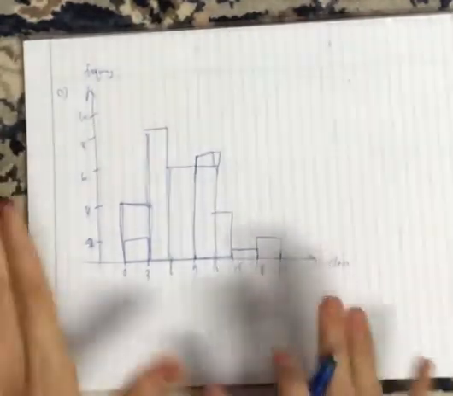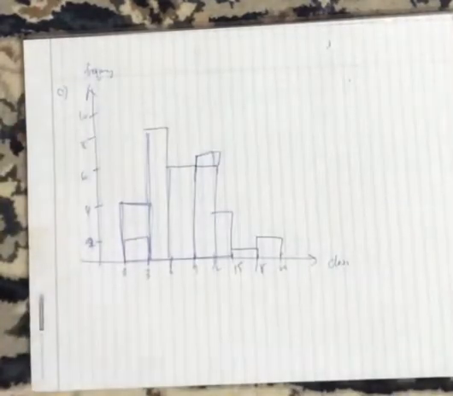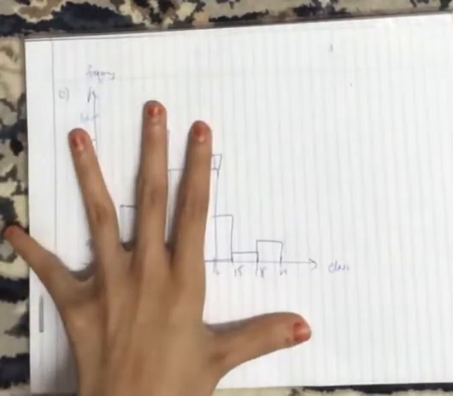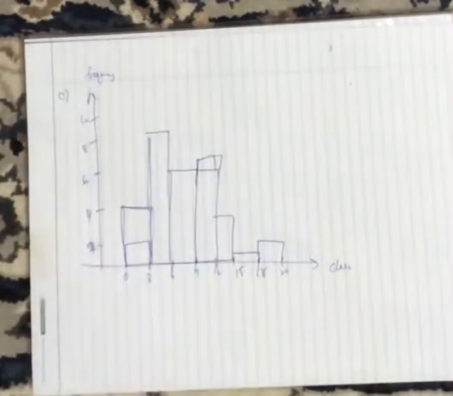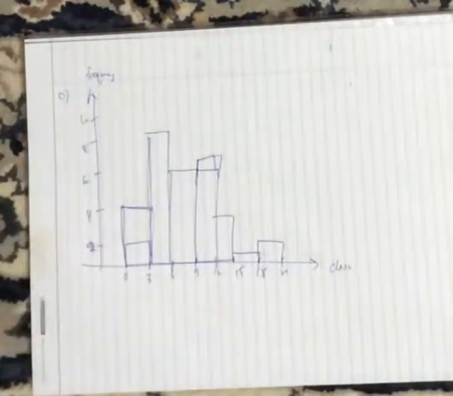Okay, alright, so let's say this is your histogram. Now we want to find the polygon. The polygon, we actually get it from the histogram. You may refer to the definition of polygon. Polygon is a graph where we plot the midpoint. So you need to find the midpoint of each class.